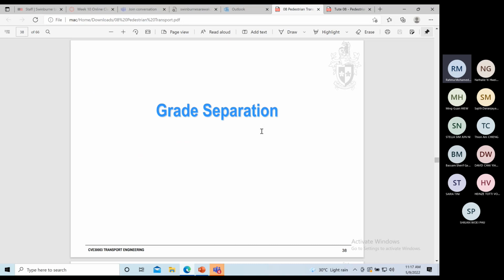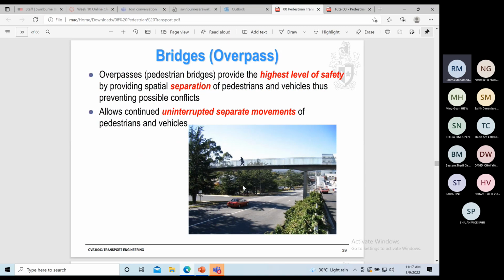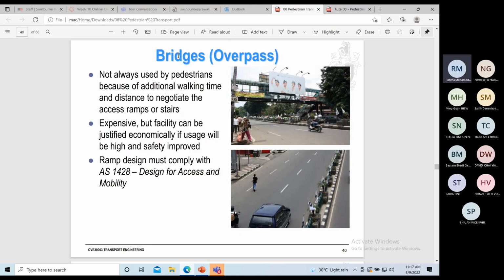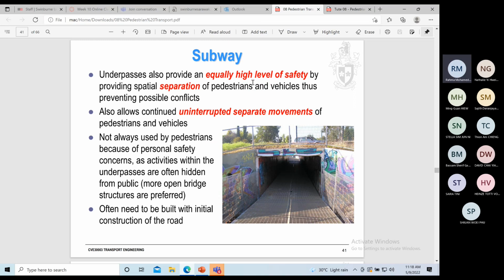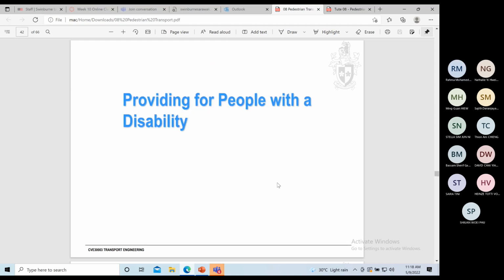Then moving on to the next class, which is grade separation. As we talked about earlier, vehicles will have their own right of way and pedestrians will have their own right of way, so there won't be any interruption because they have separate movements. For example, an overpass bridge: pedestrians can move on their own and vehicles can move without any interruption. Or it can be a subway.